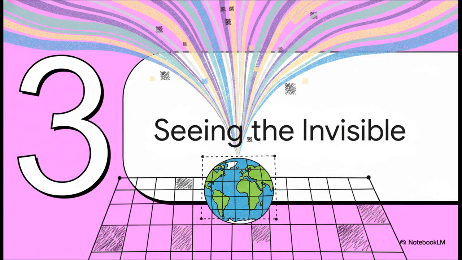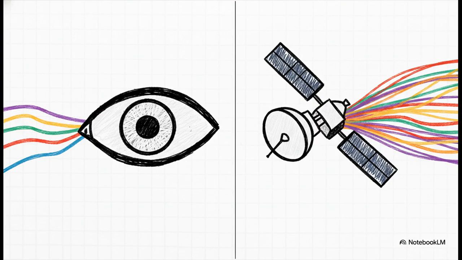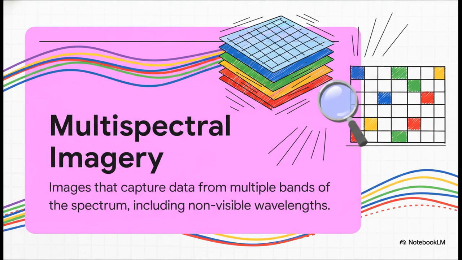Okay, so our image is a grid, and now it's pinned to the Earth, but the information that's stored in each one of those pixels goes way, way beyond what our own eyes can perceive. So now it's time to talk about seeing the invisible. Think about it. Your phone's camera has sensors that are built to copy the human eye. They detect red, green, and blue light, what we call RGB. But satellite sensors, they are on a whole other level. They can see parts of the light spectrum that are completely invisible to us. This is what we call multispectral imagery.